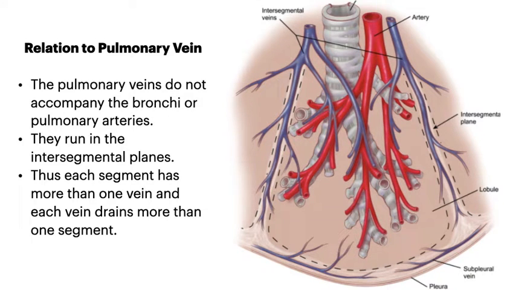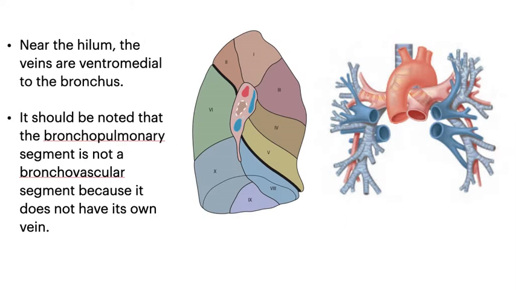Relation with the pulmonary vein. The pulmonary veins do not accompany the bronchi or the pulmonary arteries. They are running in the intersegmental planes. Each segment has more than one vein, and each vein drains more than one segment.